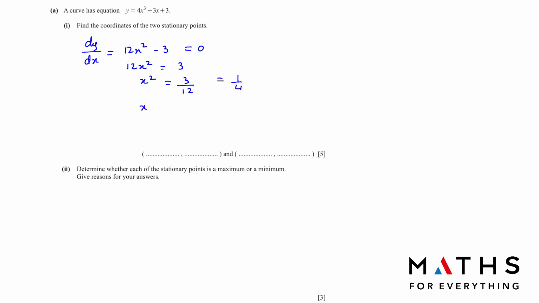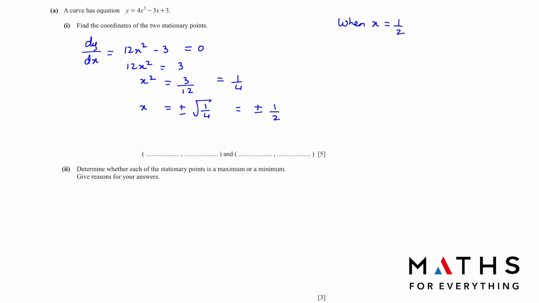Whenever you have a square and you want to find the value of x, square root the other side. Remember to put plus and minus. You will get x is equal to plus or minus half. We need the point or the coordinate, so we need to find the y value also.